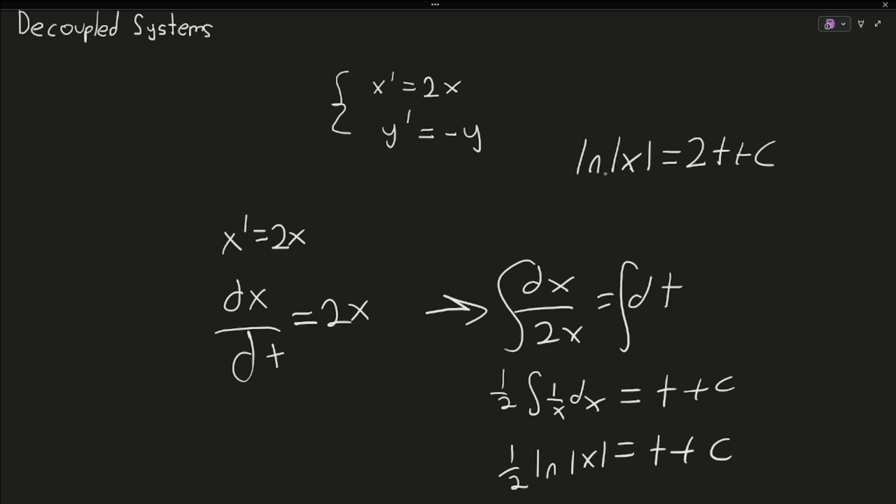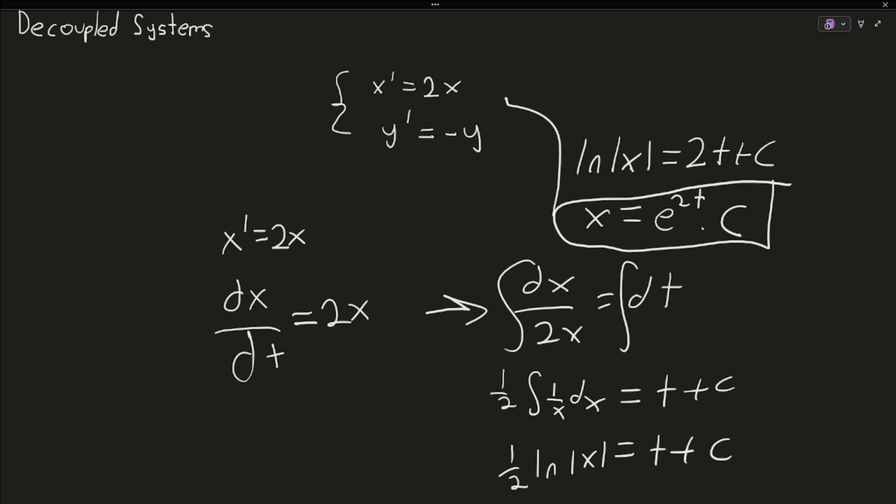Take the e term, and we will have x equals e to the 2t, multiplied by c, because e to the c is also another constant. As you can see, when I multiplied by 2, I didn't multiply c by 2. It's because c is a constant. So the solution for the first one will be x equals e to the 2t power, times a constant. So this is how you should solve the decoupled systems.